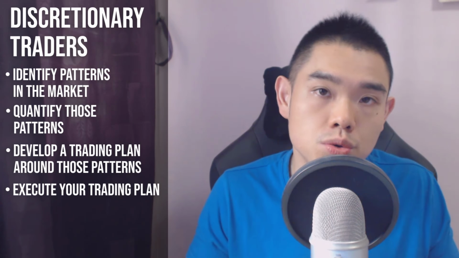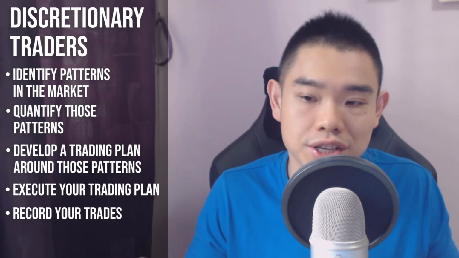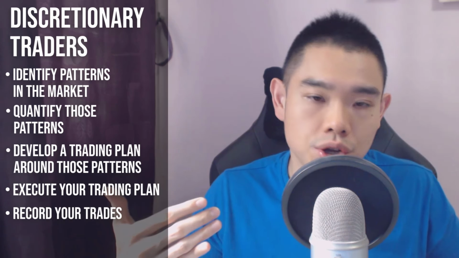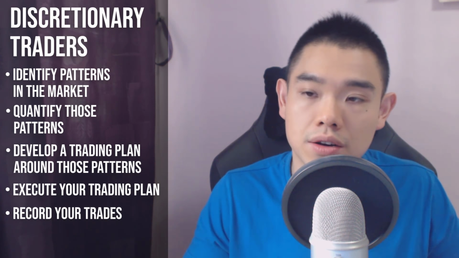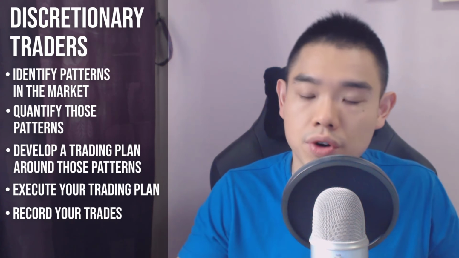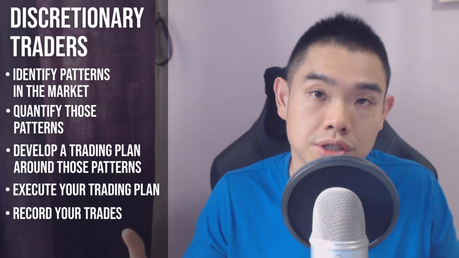The third thing that you want to do is to record your trades. Journal them down: your entries, your exits, how much profit you make, what's your risk reward ratio? Write all this down and journal your trades.